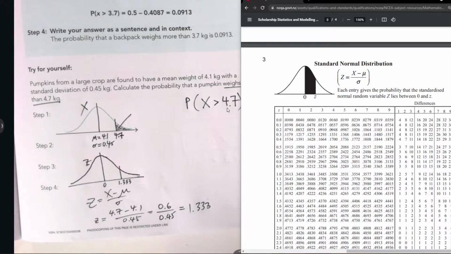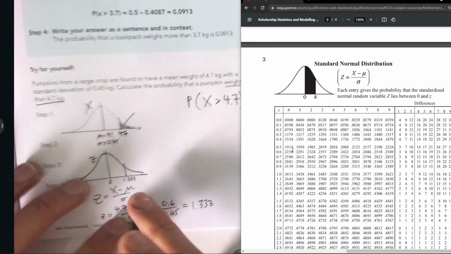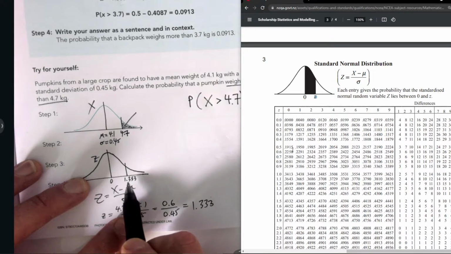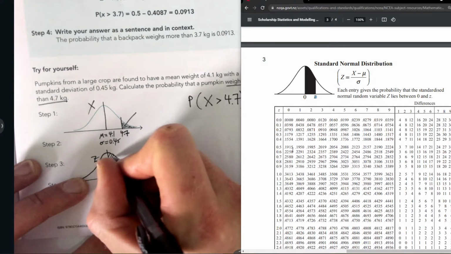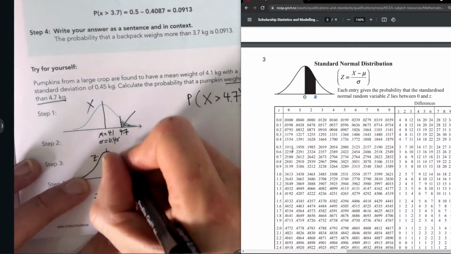Let's go to our table. Now our table only shows us between 0 and z. But you know what? We've got a question like that. Look at that. 0 and z. Perfect. We can find this area. All good. So let's find this area.